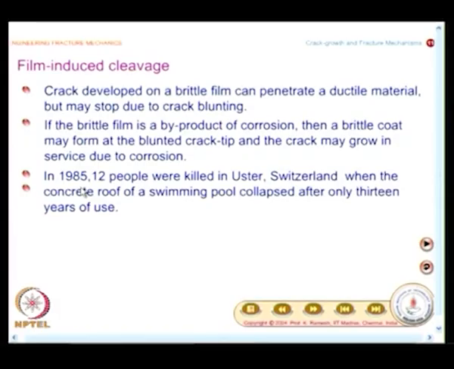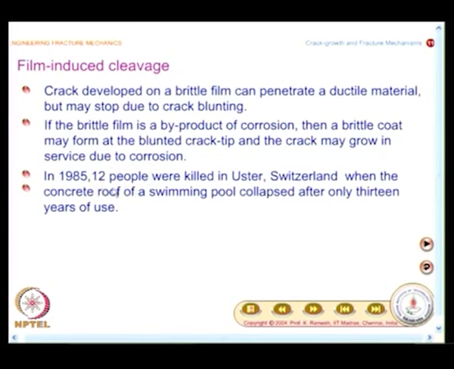See, if you look at it, success of engineering has always been in looking at failures and identifying the cause for the failure and trying to modify or improve your design or use of material to prevent such failures in future. So, what happened was in 1985 there was an accident in Switzerland in a swimming pool, the roof collapsed after only 13 years of use. There were 12 people killed.